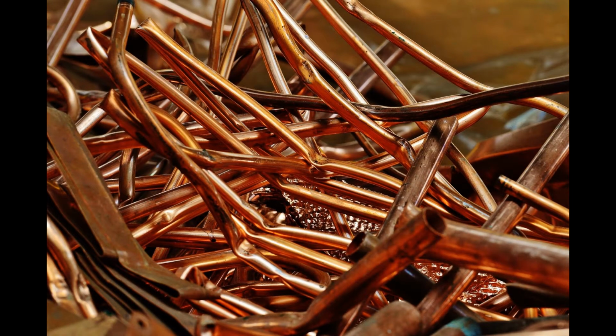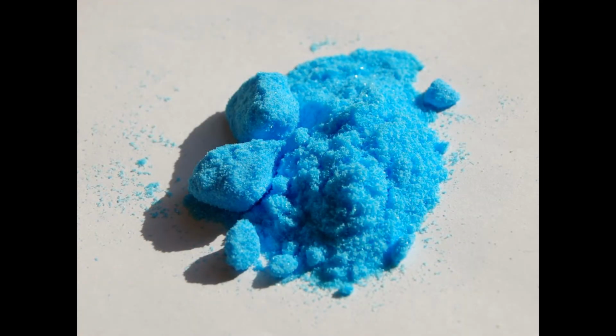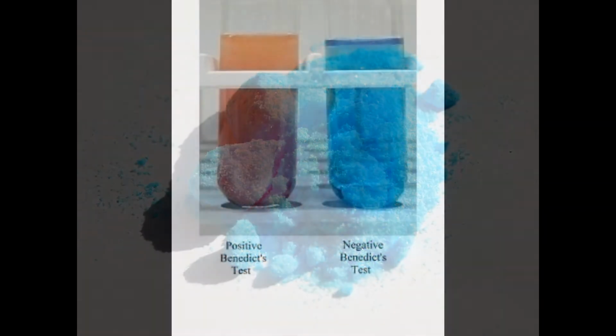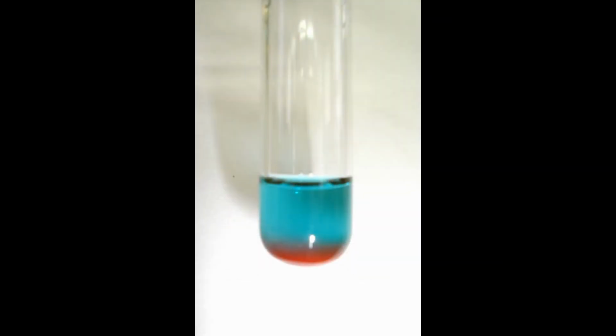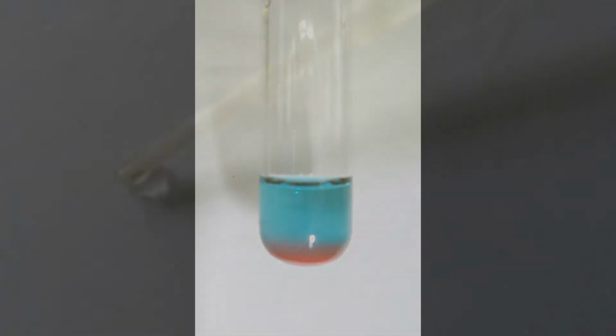One common element with more than one oxidation state is copper. The 2+ oxidation state is the most common, with its familiar blue colour. The copper-1 compounds are not common. The best known example is the red-brown colour of copper-1 oxide that you see in Benedict's test for sugars.